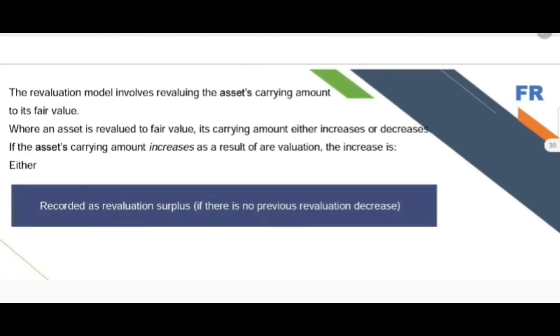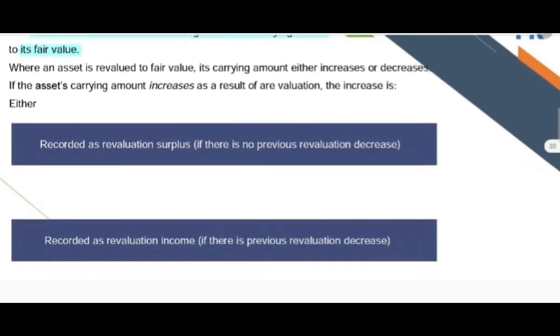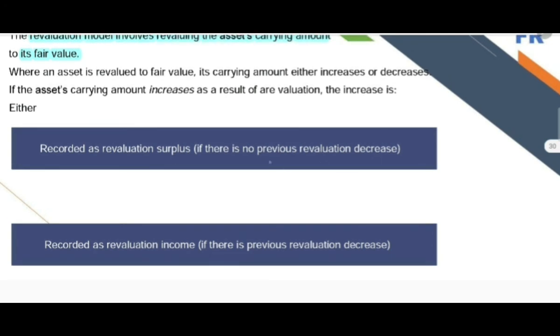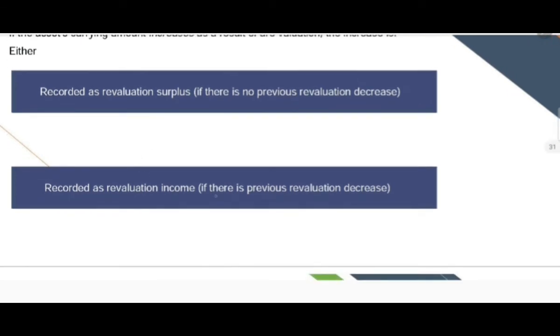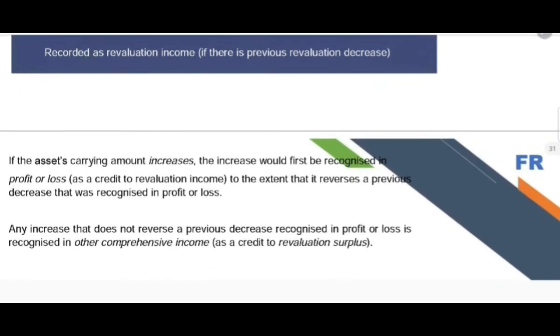So we can say all these things in this way: the revaluation model involves revaluing the asset's carrying amount to its fair value. Where an asset is revalued to fair value, its carrying amount either increases or decreases. If the asset's carrying amount increases as a result of valuation, the increase is recorded as revaluation surplus where there is no previous revaluation decrease, and recorded as revaluation income if there is a previous revaluation decrease. So that is what we have done in the above example.